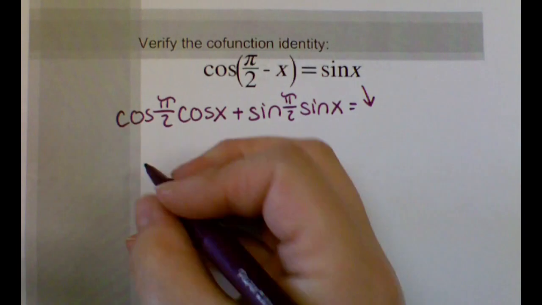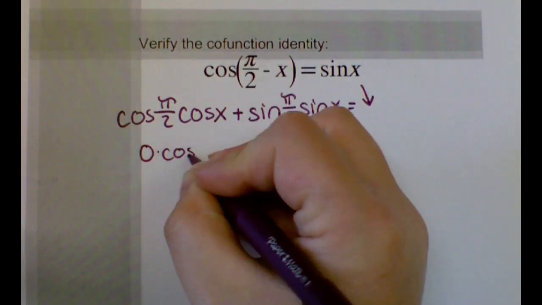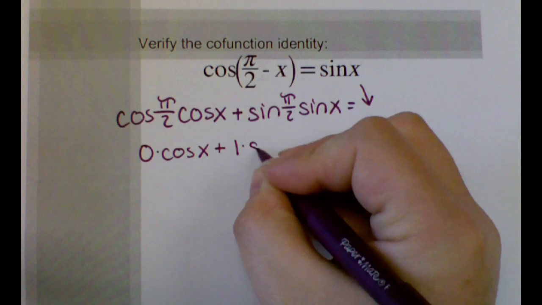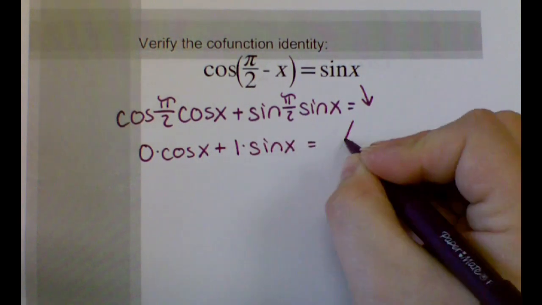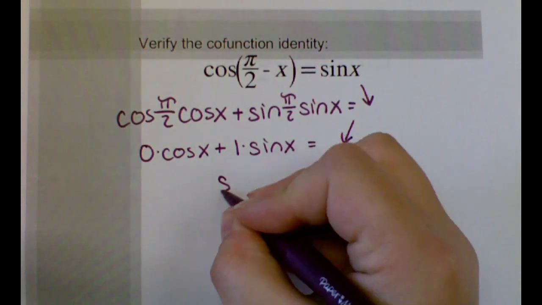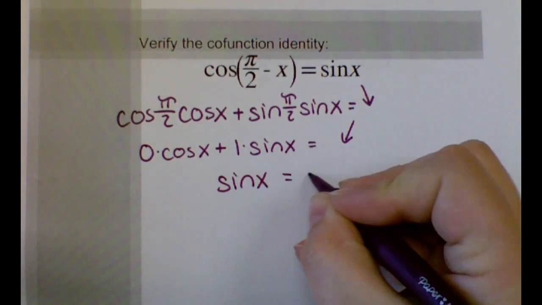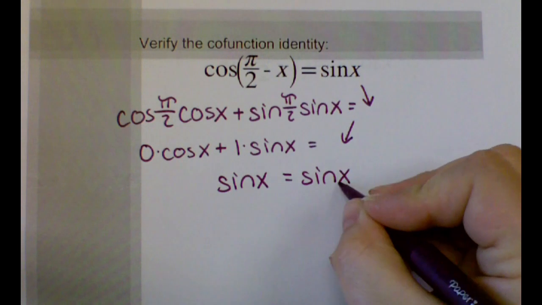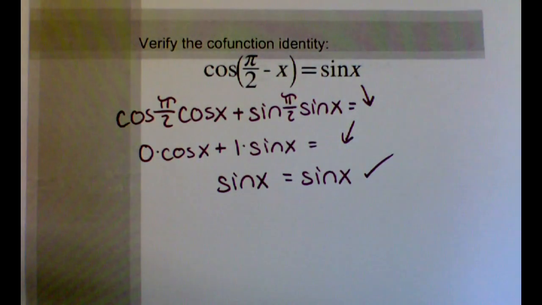Well, the cosine of pi over 2 is 0. And the sine of pi over 2 is 1. 0 times anything is just 0. 1 times sine of x is just sine of x. And hey, look at that. That's what we were trying to get to.